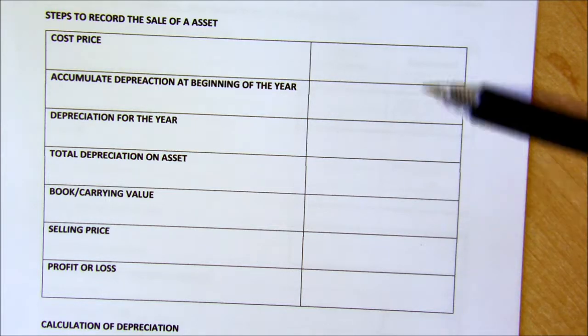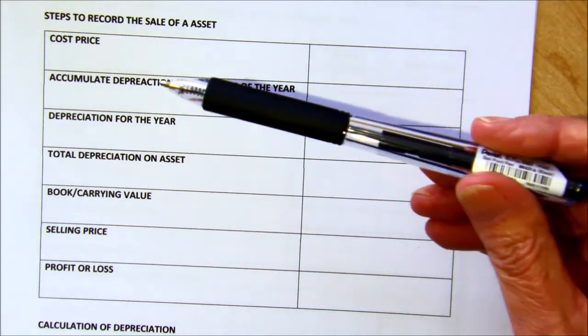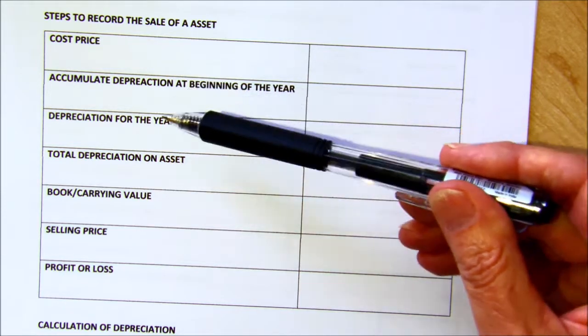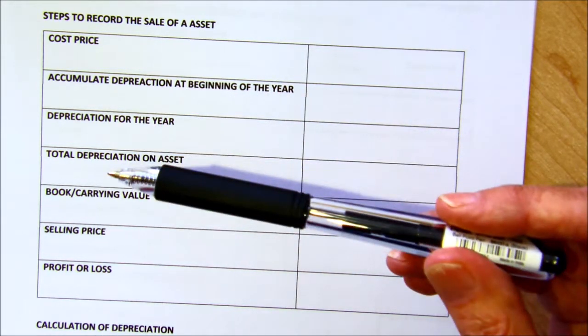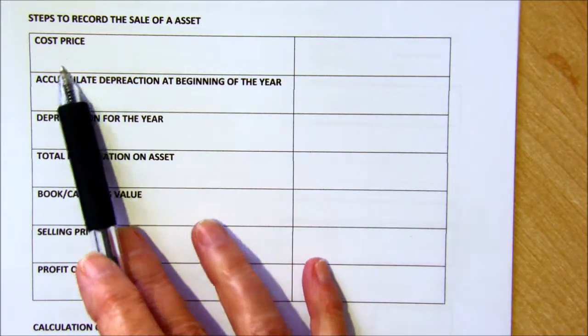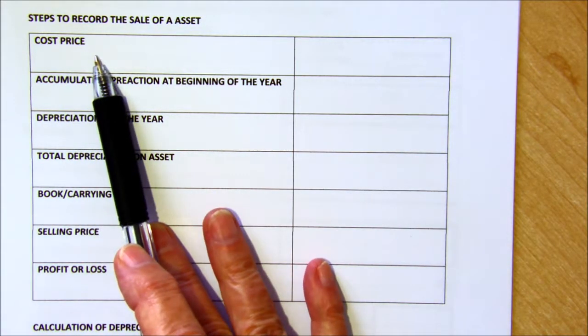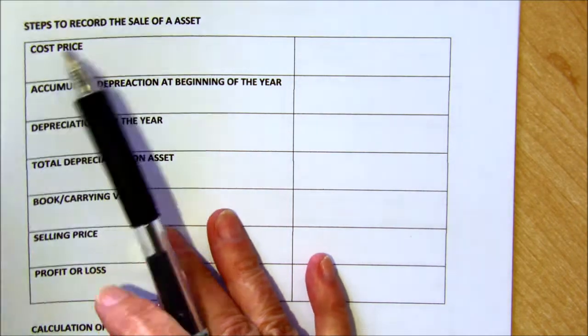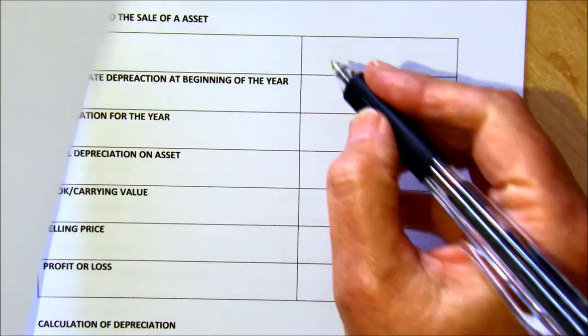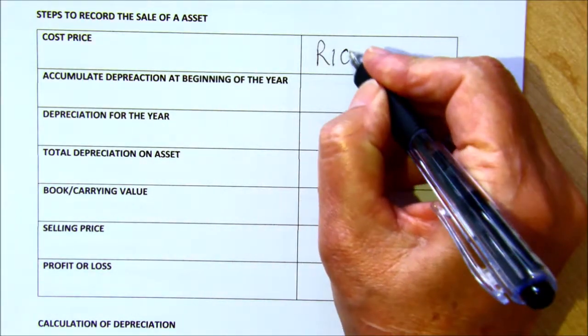So let's look at this sheet over here. And what this does is it just highlights for you the amounts that are important in this. So before we even get into the financial statement, let's look at what amounts we need. We need to know, first of all, what the cost price is of the item that we're selling. And if we look back, it very clearly told us that the original cost was 10,000 Rand. So you were given that figure.